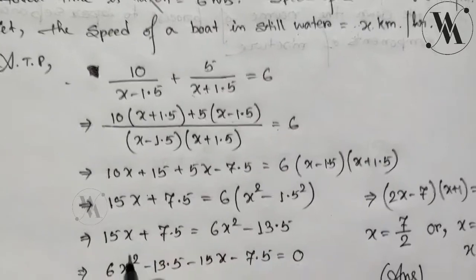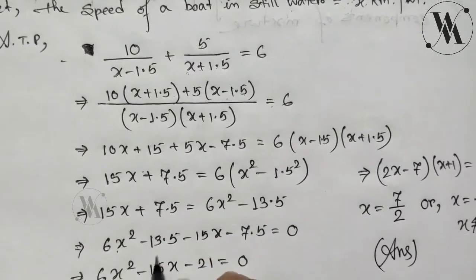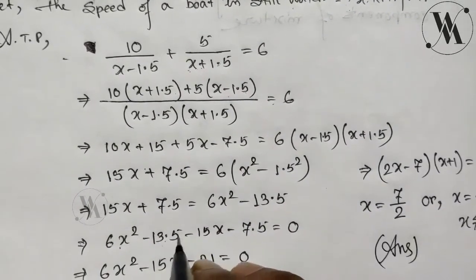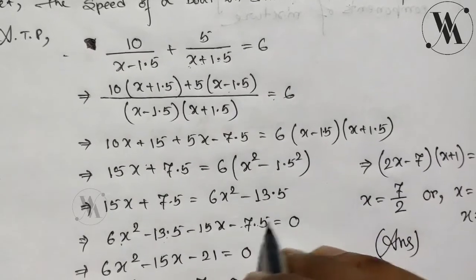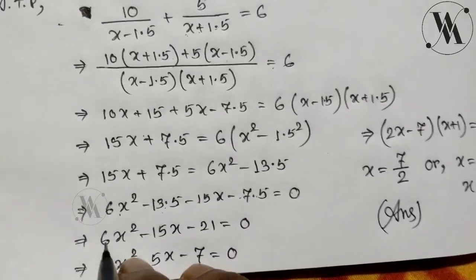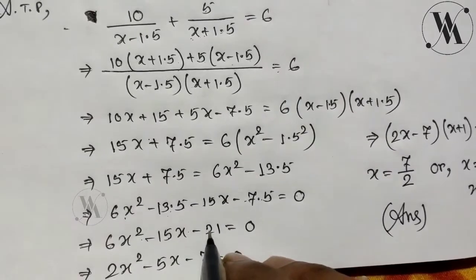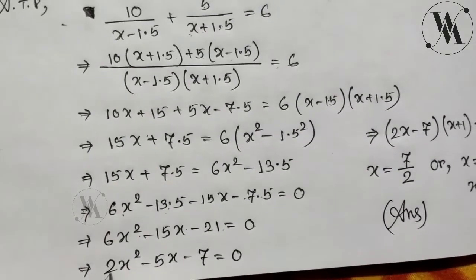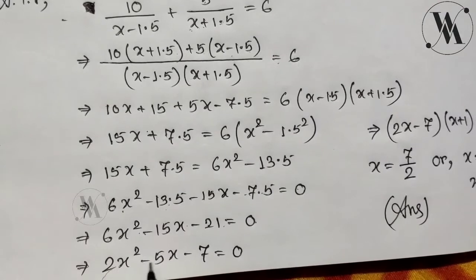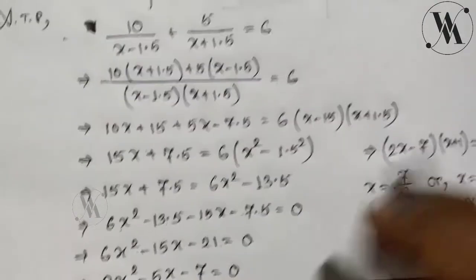So finally we get 6x square minus 13.5 minus 15x minus 7.5 equals 0. So here 6x square minus 15x minus 21 equals 0. Now if you divide it by 3, that becomes 2x square minus 5x minus 7 equals 0.